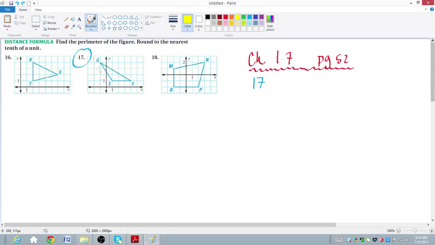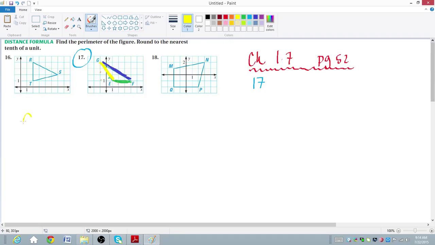I know that this length is 3, so I don't need to worry about that. I'll use the distance formula to find this yellow length right here, and then I'll use the distance formula to find the blue length. And then I know what the bottom one is. I know what the green one right here is already, so I don't need to worry about that. So now let's start with the yellow length.